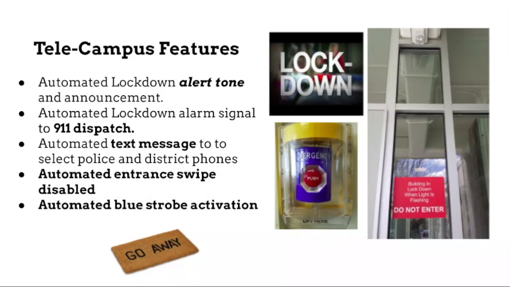Important telecampus points to understand when a lockdown is initiated. You will hear a building-wide PA announcement alerting the entire building of the event. The signal automatically contacts 911 dispatch and sends a text message to all district administrators. Message boards scroll lockdown. Building-wide swipe access is deactivated except for police, and blue strobe lights are activated, warning individuals not to enter the building due to an emergency event.